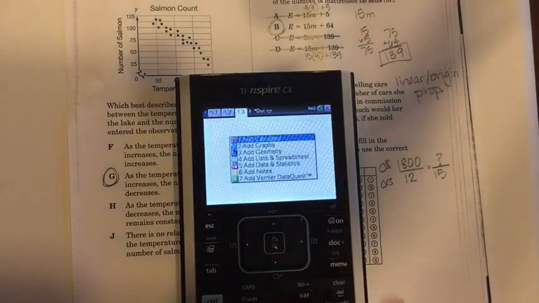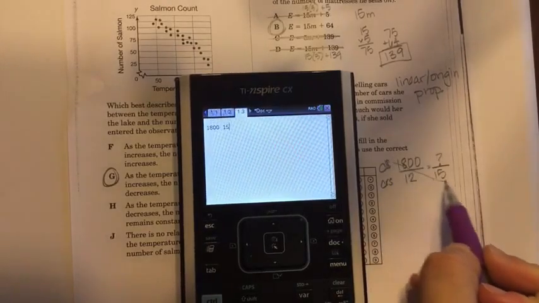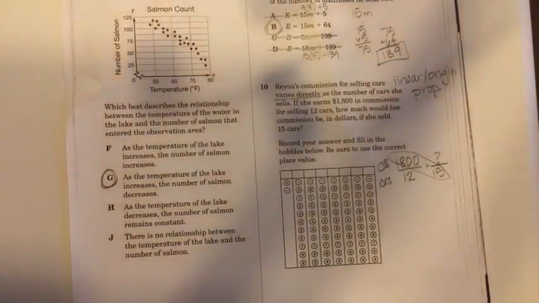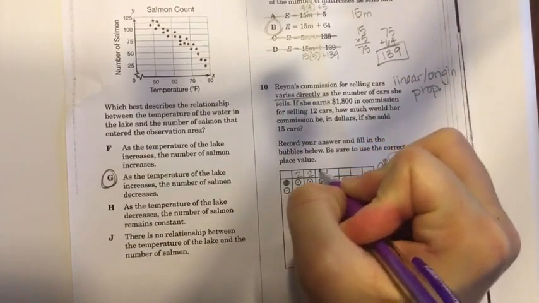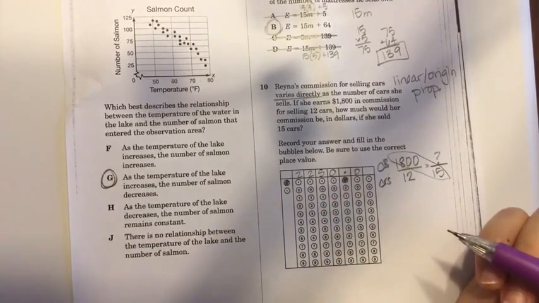Whoops, I have some old stuff on there. So I'm going to go to my calculator. I'm just going to do 1,800 times 15. Remember, cross multiply from last year. And then divide that by the 12. And you get 2250. Okay? So positive 2250. And just to be careful, I'm going to put 0.0. And you got to bubble all your stuff.